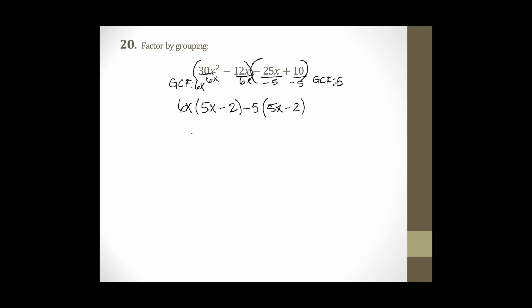Now I'm going to write down my twins here. Basically, 5x minus 2 is what this and this have in common. And when I factor that out, what's left over? 6x minus 5. And so the answer is letter A.